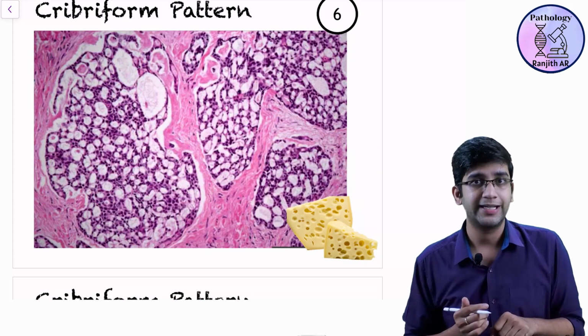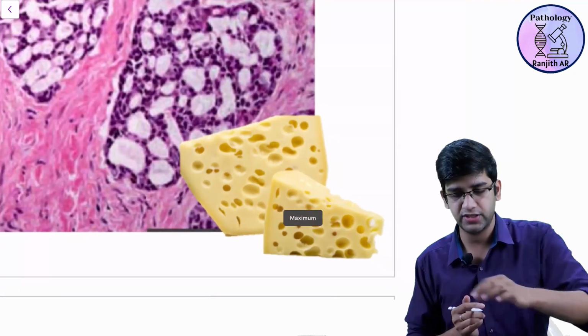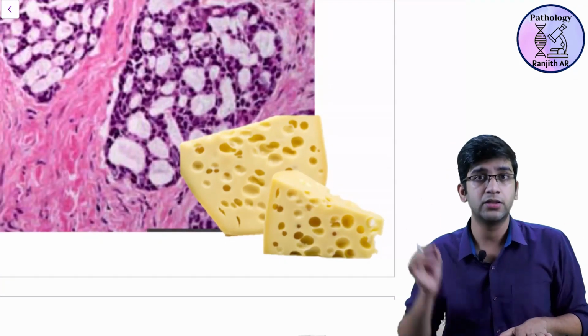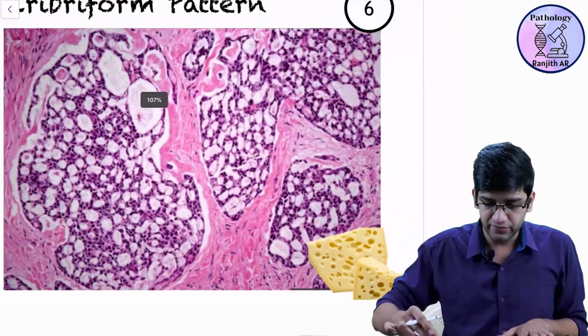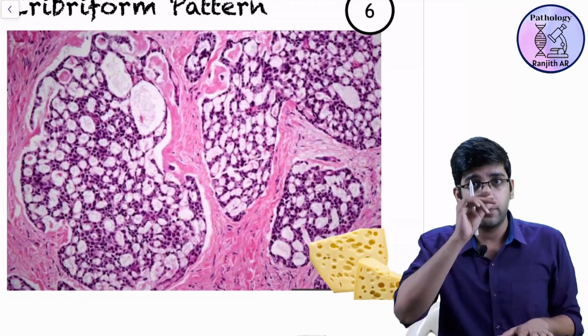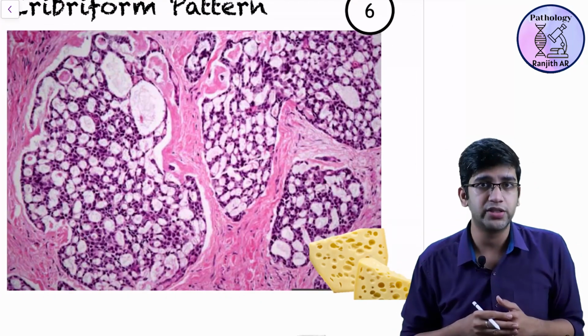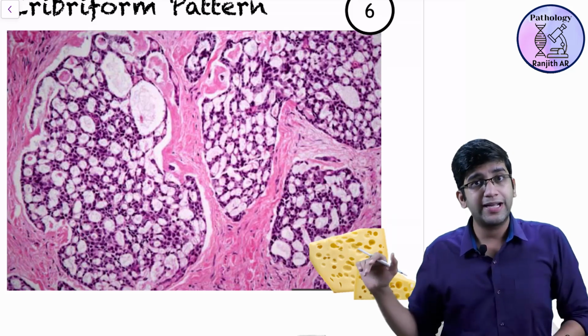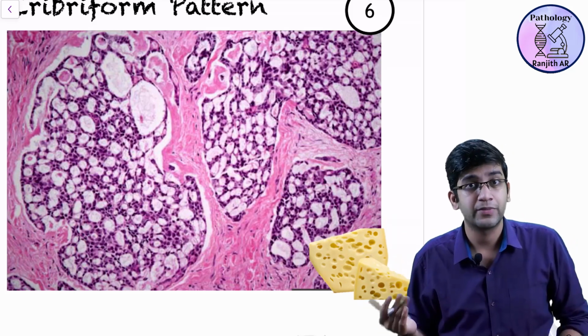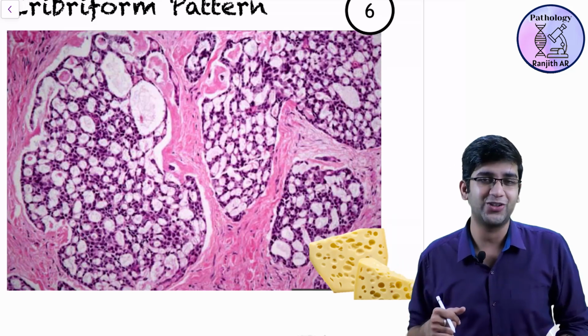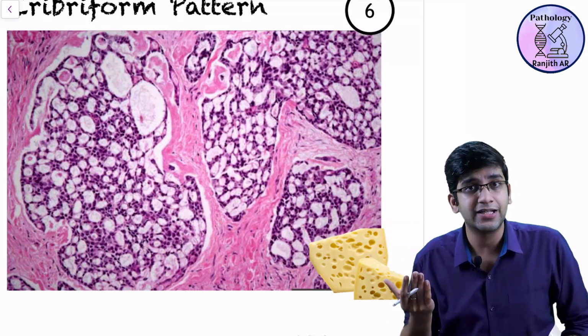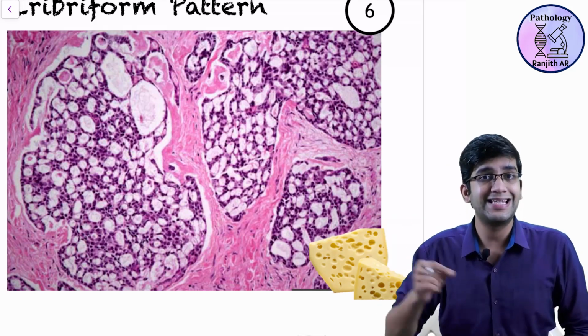Cribriform pattern. It looks like a Swiss cheese. I just zoomed the Swiss cheese. The other name is Swiss cheese pattern. Holes. So I'm going to have something rounded in shape with multiple tiny holes in it. So this, when I look, it looks like a gland. Like means 'oid' in pathology. Looks like a gland with multiple tiny cysts in them.